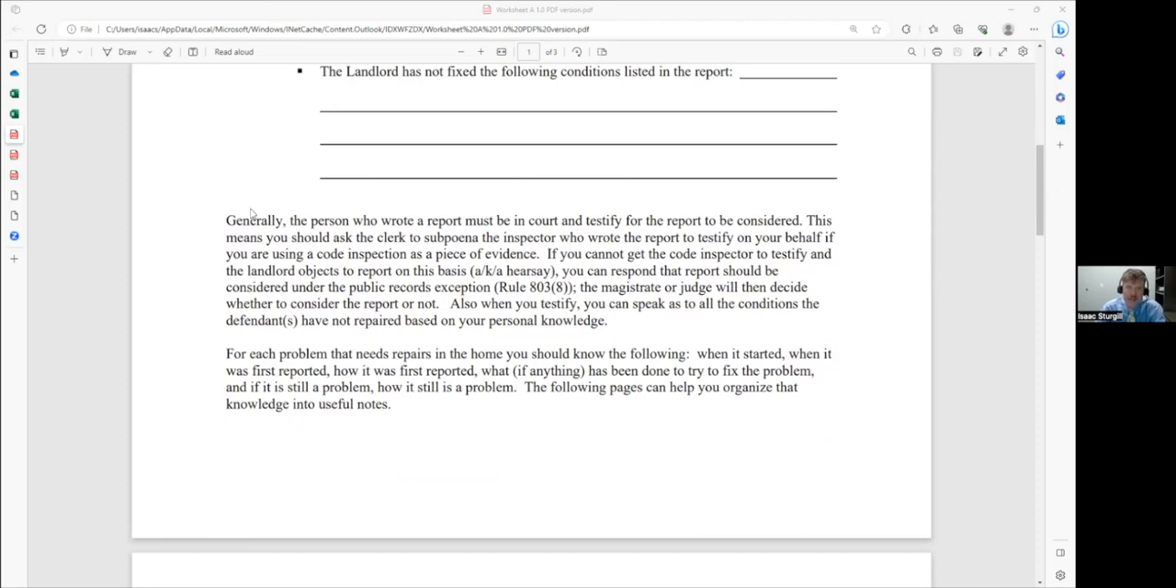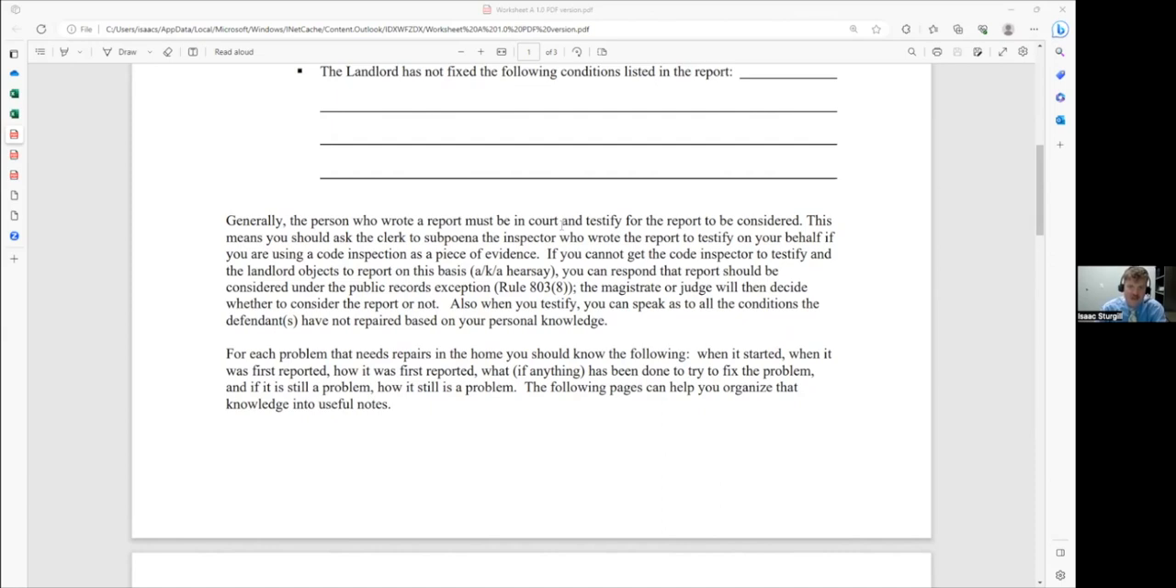Below that, it has some information about the code report itself and what to expect in court. It says that generally it's best to have the person who wrote the report in court to testify, which means if there was a code inspector that came out to the property and did an inspection and the tenant wants to use that code inspection report, the best practice is for the tenant to get that code inspector into court to testify. Now, if the tenant doesn't do that, they may still be able to get the code inspection report in front of the judge, or the judge may let them still give information about it.